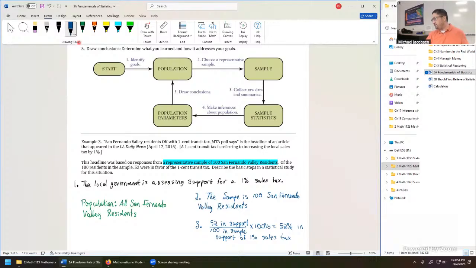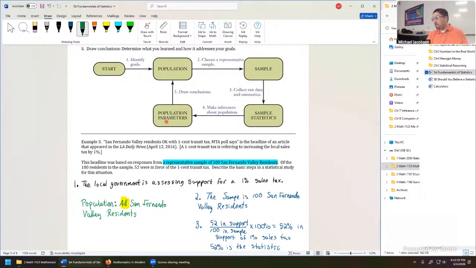Let's just maybe write it out this way. 52% is the statistic. So once we have the sample statistic, we want to turn that over and go back to the population. We want to infer something about the entire population of all San Fernando Valley residents. And the inference we'll make at this step is approximately 52% of everybody is in support. At that point, we're talking about the population parameter, which is an absolute unknown.